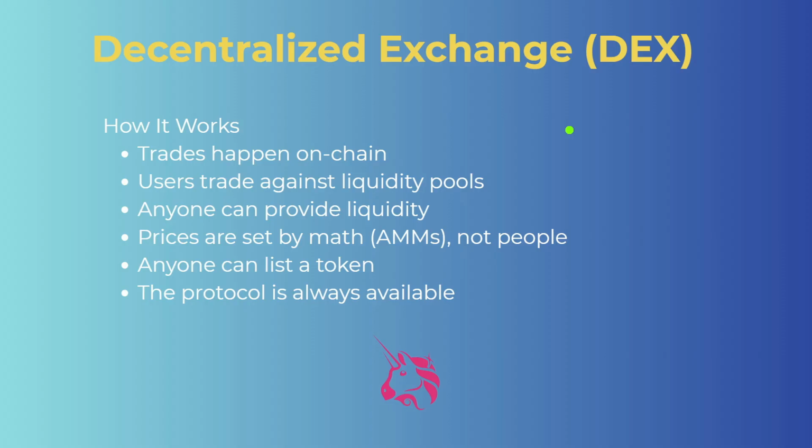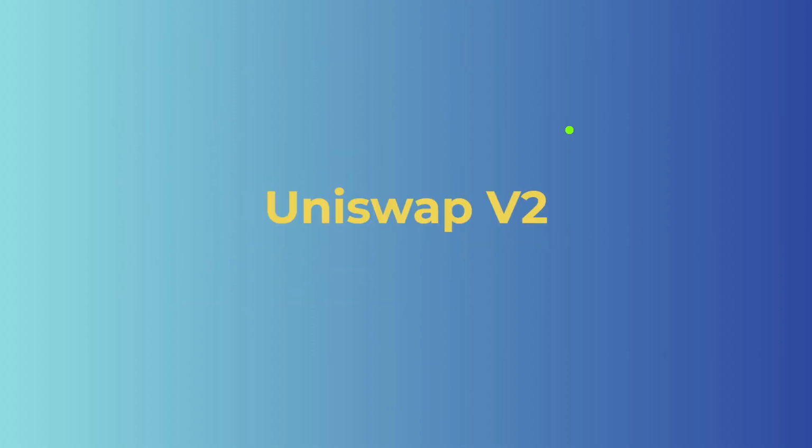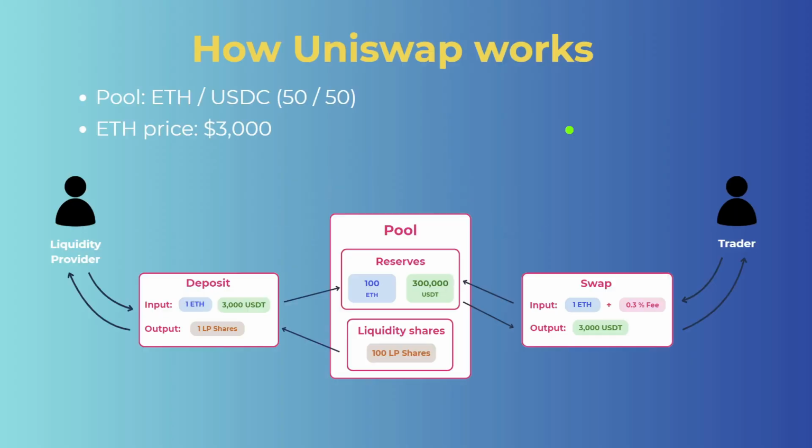Prices are set by math, so by automated market makers and not by people. Anyone can list a token. There are no restrictions, and of course, the protocol is always available. So let's start talking about Uniswap V2.